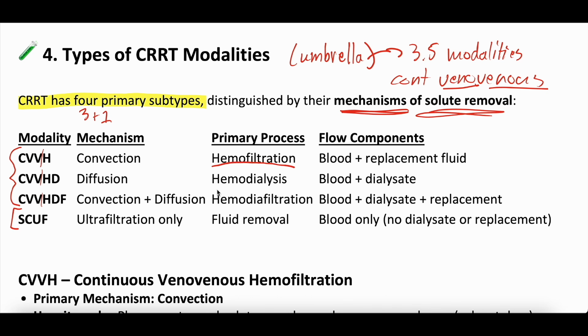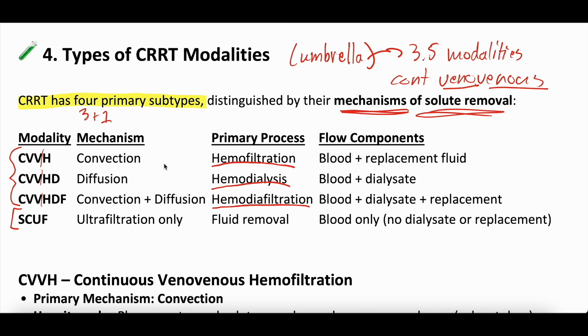HD for CVVHD stands for hemodialysis. And then HDF for CVVHDF stands for a combination, hemodiafiltration, a combination of dialysis in the dia, and then obviously filtration in the filtration. So you're starting to see some patterns emerge now, right?